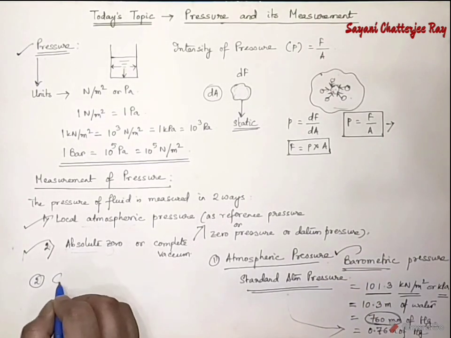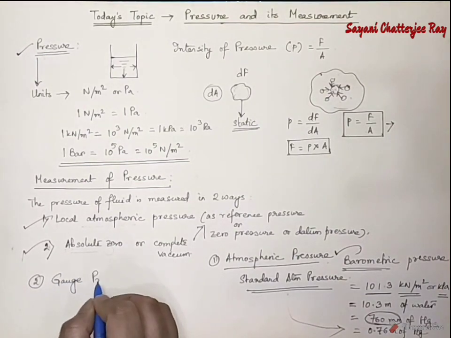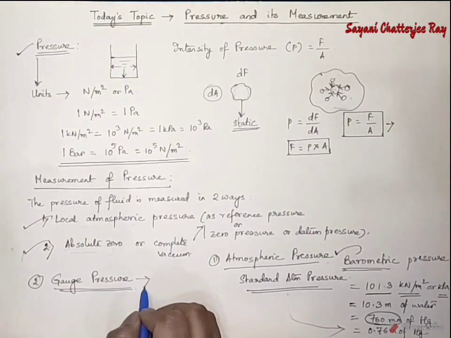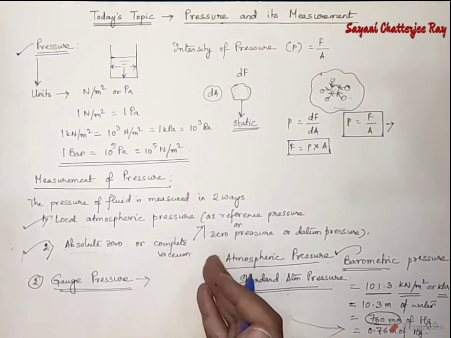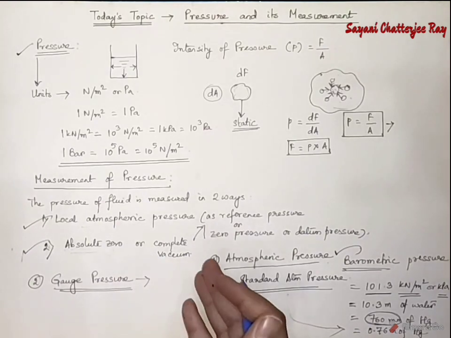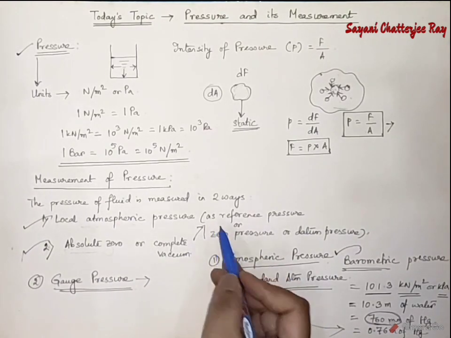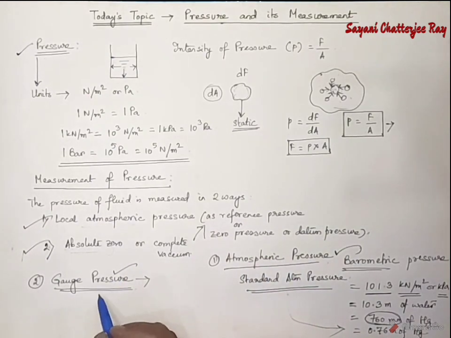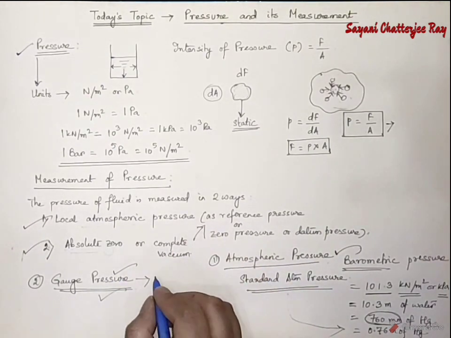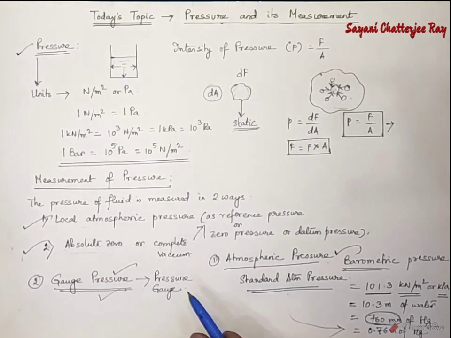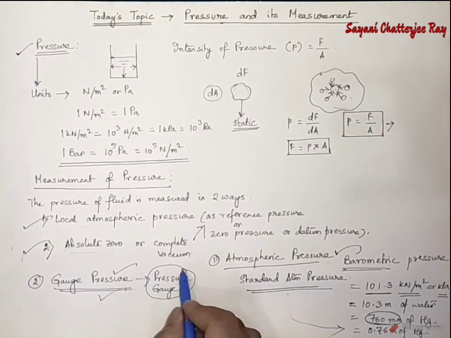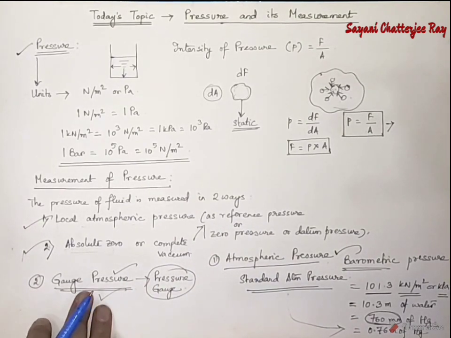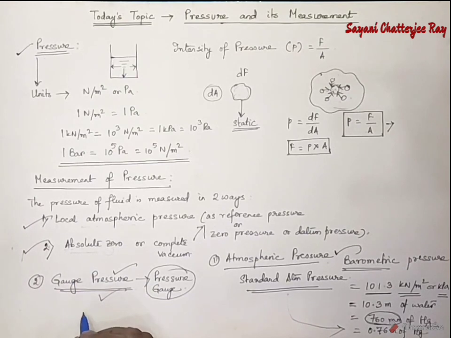So second is gauge pressure. Now whenever the pressure of a fluid is measured with respect to local atmospheric pressure as the reference or zero pressure, as I have told you earlier, then such type of pressure is called the gauge pressure. And this pressure is measured by means of a pressure gauge. So you can also tell that if pressure is measured with the help of a pressure gauge, it is also called gauge pressure, in which the atmospheric pressure is taken as the datum.